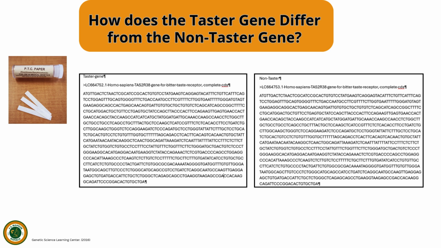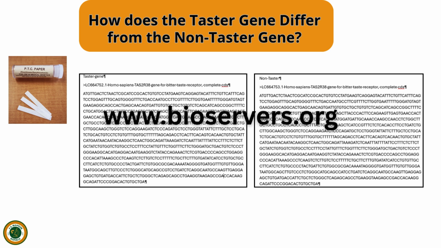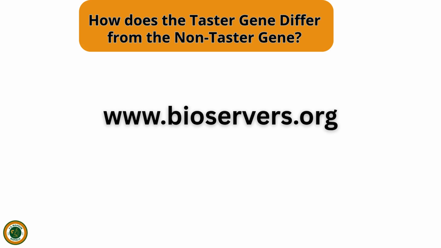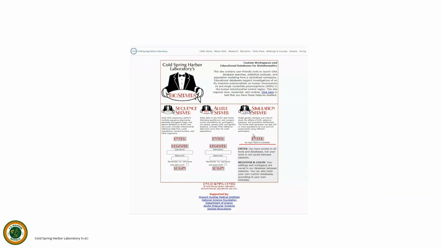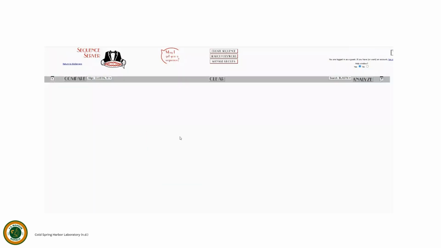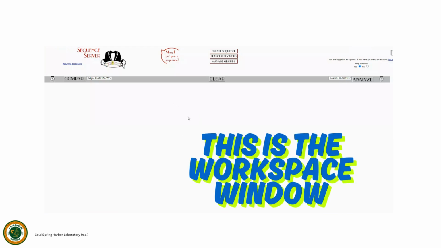So in this part of the lab, we're going to use the bioserver's website to help us identify the differences between the two sequences. So when you enter the bioserver's page, you'll be given three choices: sequence server, allele server, and simulation server. For our purposes, we're going to use the sequence server, and we're going to enter into the sequence server. When we do so, we're presented with this window.